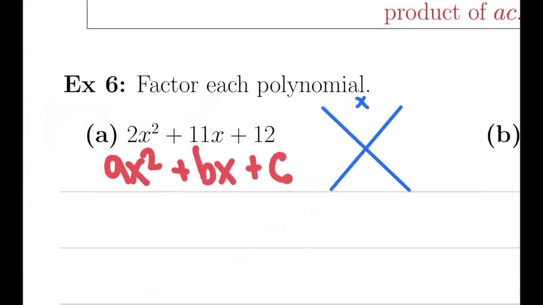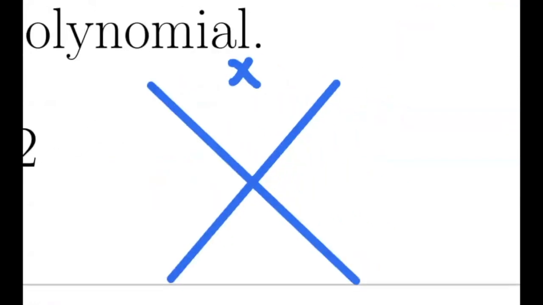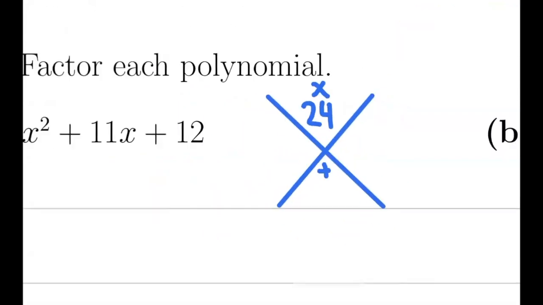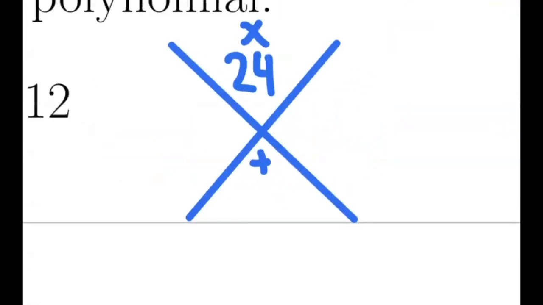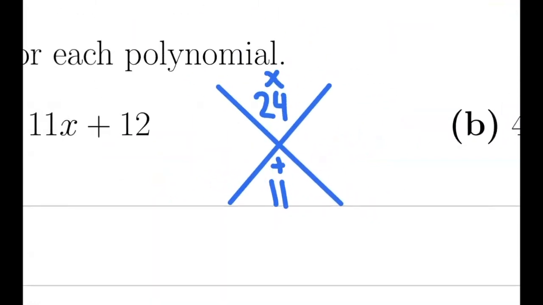So what's a, what's c, and what's a times c? C would be 24. Yeah, a is 2, c is 12, so a times c is 24. So we need two numbers that multiply to a times c and add to b, which is 11. Can you think of those two numbers? Okay, let's talk it out.